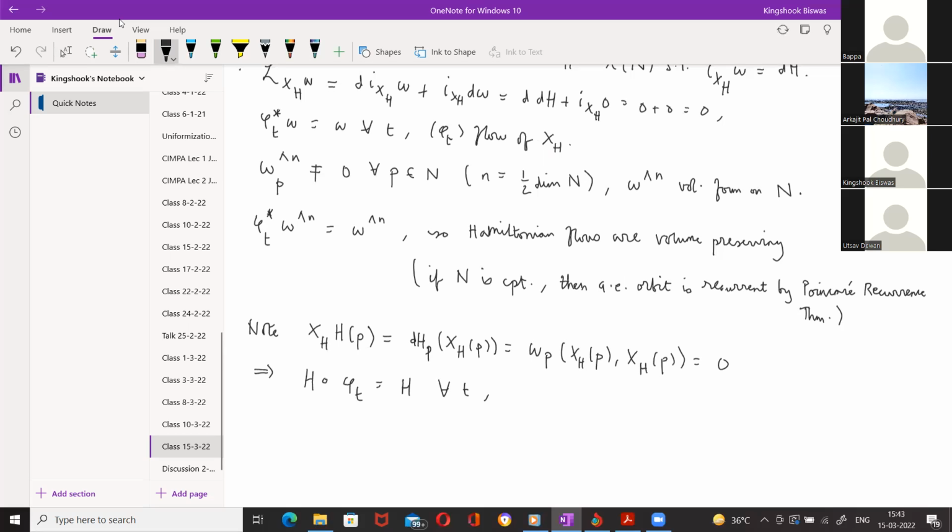In physics, H you think of as the energy. So what we've proved here is conservation of energy. You model your physical flow as a Hamiltonian flow, where H is the energy function. The fact that H is preserved under the flow means that energy is conserved. This little fact here is conservation of energy.